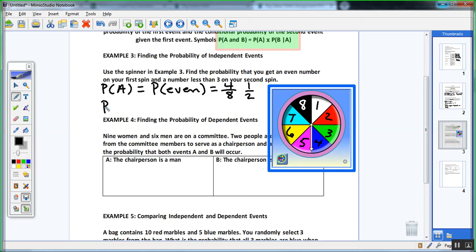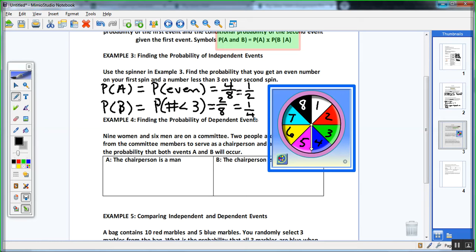Now, event B. Does spinning an even have any impact on the next thing that's going to happen? First spin, we're trying to spin what? Even. What are we trying to do on the second spin? A number less than 3. Does that first spin have any impact on that second spin? Absolutely not. So what's the probability we get a number less than 3? Well, what numbers are less than 3 up there, kids? 2 and 1. So the probability that we get a number less than 3 is equal to, you said 2 out of 8, right? 2 out of 8, which we reduced to what here?